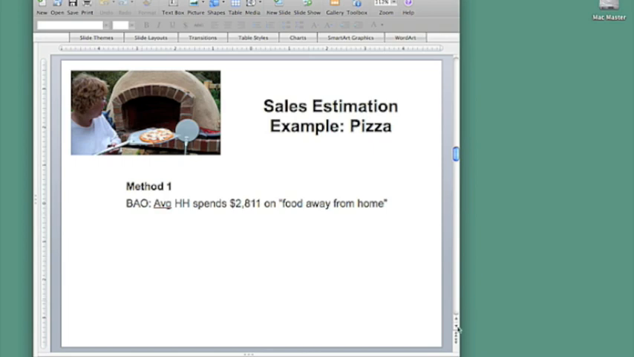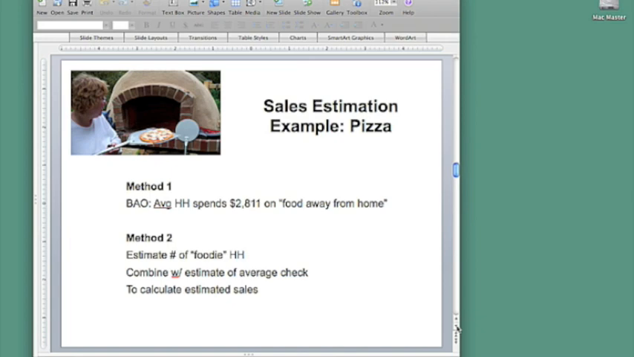So then we might go to method 2, which says, okay, let's think about who those customers might be. Since I'm going to be selling gourmet pizza, of course, my pizza restaurant, then my customers are likely to be foodies. And so if I can get some estimate of the number of foodie households in my area, combine that with an estimate of what the average check might be per visit, and the number of average visits, then I could calculate some sort of estimated sales. And in fact, that's exactly the process that we're going to go through.